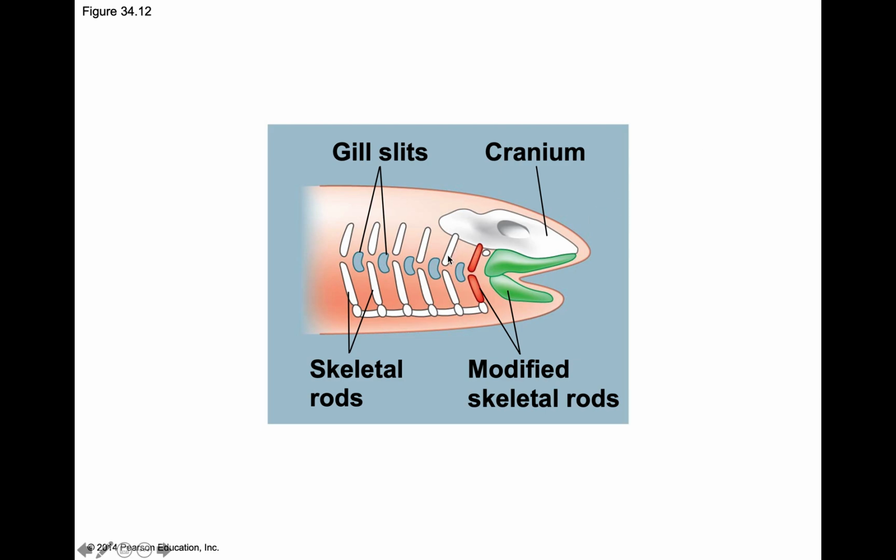So if we look here, we have these gill slits which filter out water, and we have these rods that are cartilage, and some of the early ones maybe mineralized and then moved forward and then became these modified rods, or jaws.